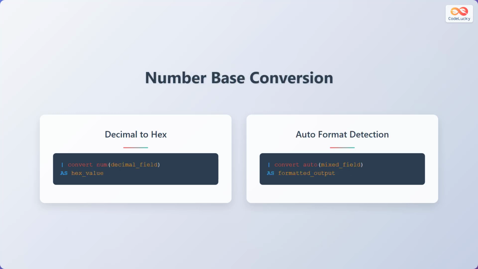The convert command also handles number-based conversions efficiently. The number function converts decimal numbers to hexadecimal format, which is useful for network analysis and debugging. The auto function provides automatic format detection and conversion, intelligently determining the best format for mixed data types in your fields.